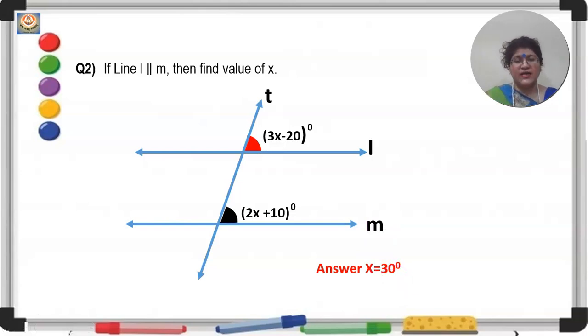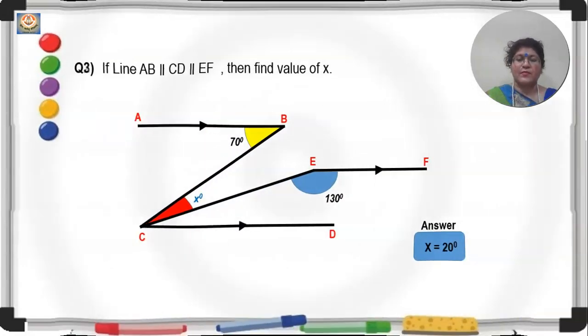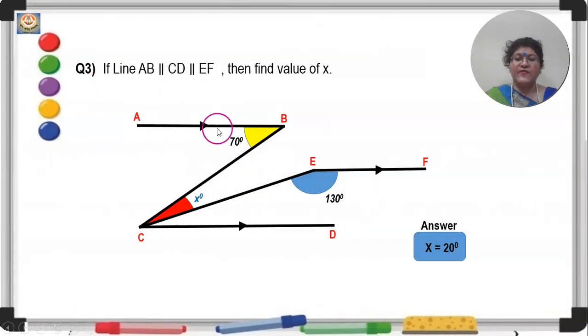Now let us look at another question. Question number 3. If AB is parallel to CD parallel to EF, then find the value of x. Now all these three lines are parallel to each other. How will you calculate the value of x? Please draw this diagram. Let us have a look at the solution.